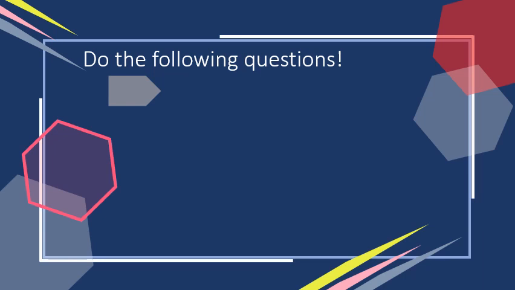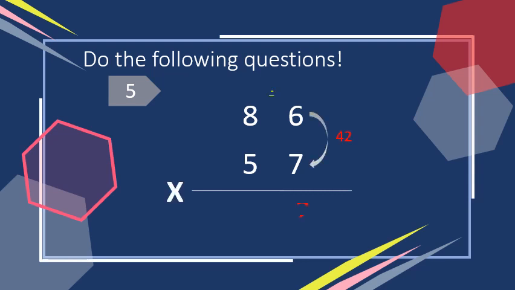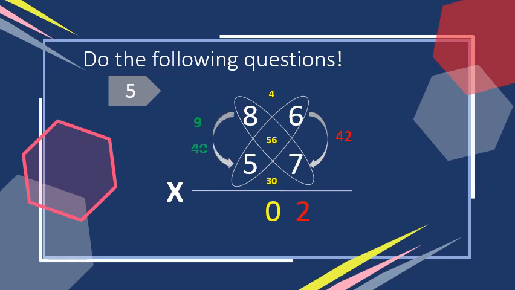Now, number 5. Multiply between 86 and 57. For the first, we can multiply 6 and 7. That is 42. We only write 2 and save 4. And then we can multiply 8 and 7. The result is 56. We can write it between both numbers.